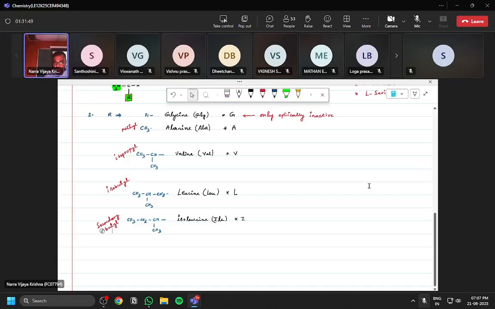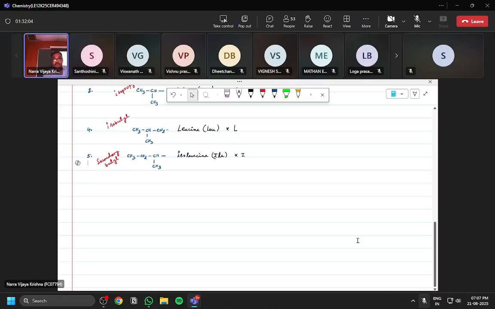Right? So till now, how many over? This is 1, 2, 3, 4, 5. Right? Now observe, sir. 6th and 7th. You remember these two as one group. 6th amino acid and 7th amino acid. You consider them as one group. Why? Observe the structures.